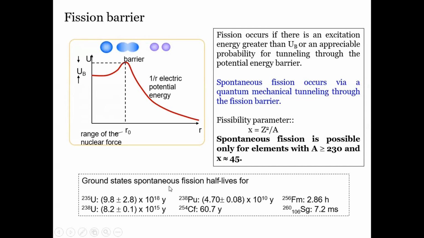We have seen here that U-235, U-238 and plutonium can have spontaneous fission, but with half-lives of the order of 10 to the power 18 years, 10 to the power 15 years, 10 to the power 10 years. However, for californium, you see it is only 60 years. For the higher A numbers, for 256, it is in hours. For 260, it is about 7.2 milliseconds.